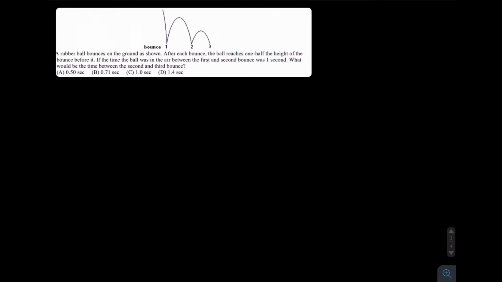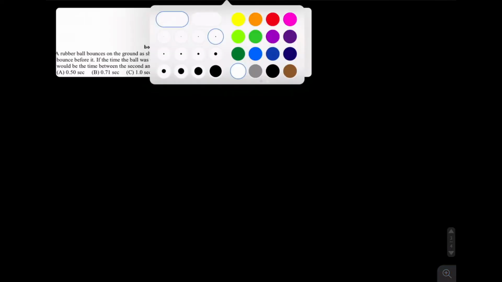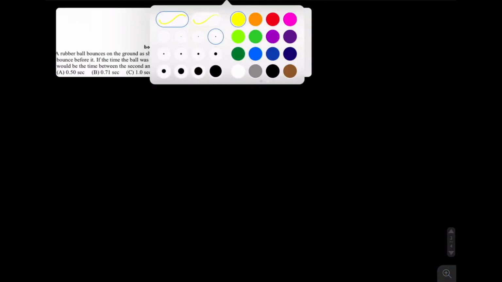So this question is first of all telling us, right, there's a rubber ball that's bouncing on the ground, and every bounce it reaches half the height of the previous bounce, right? So if this was like 6, for example, let me get a different color, if this was like 6, so this would be like 3. So it's bouncing half the height.